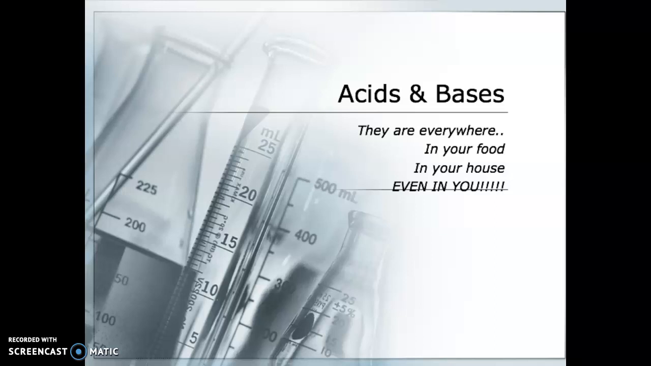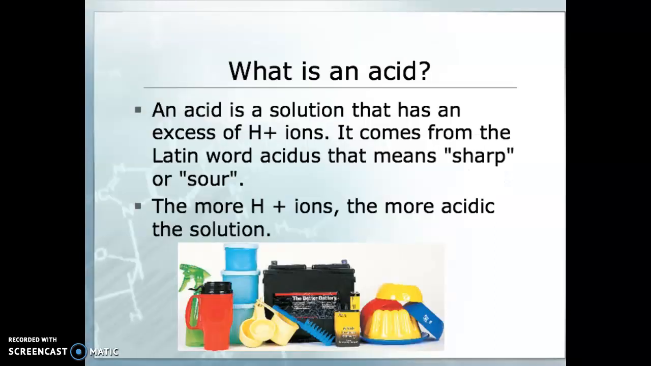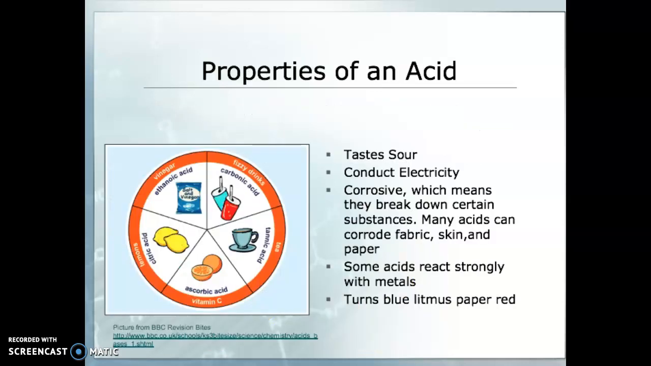These notes are about acids, bases, and pH. An acid is a solution that has an excess amount of hydrogen ions. Hydrogen ions are positively charged. The word comes from the Latin word acidus, which means sharp or sour. Hydrogen ions make the solution more acidic.